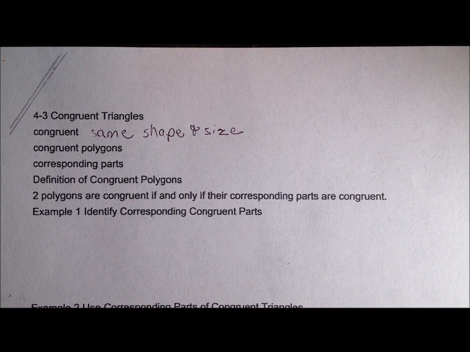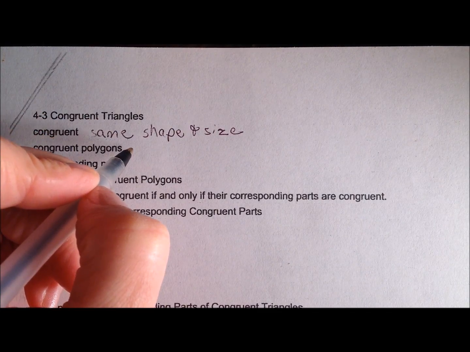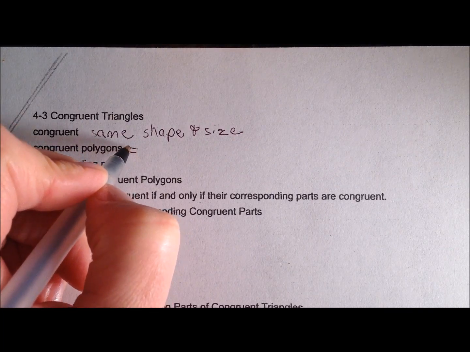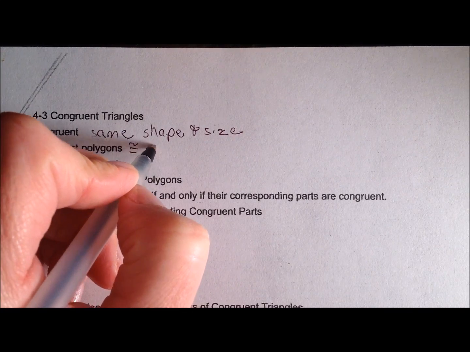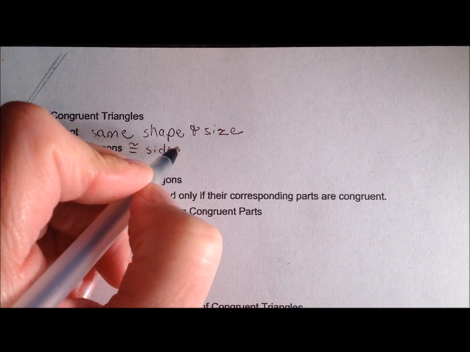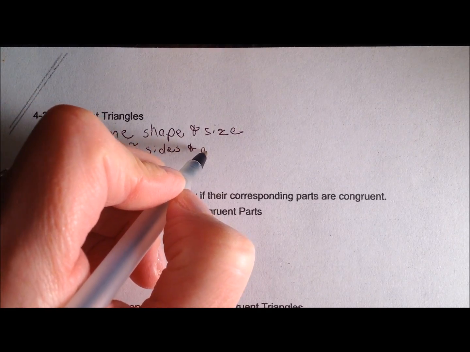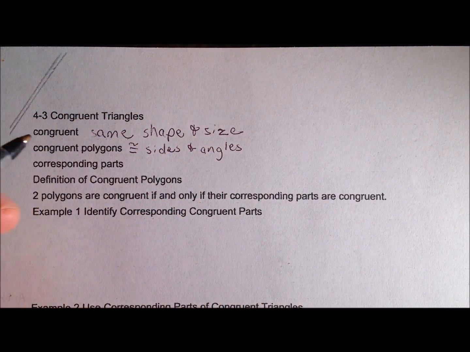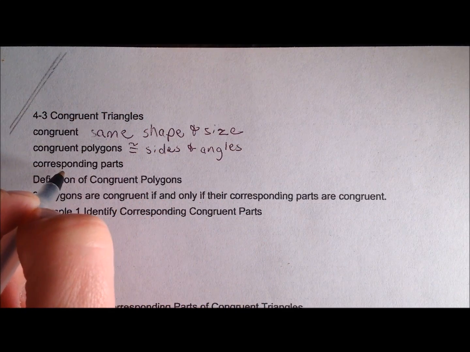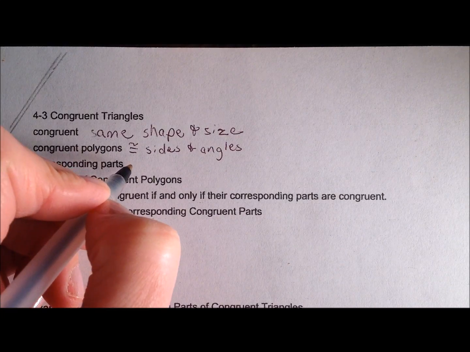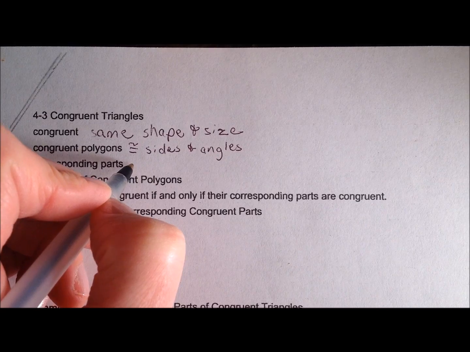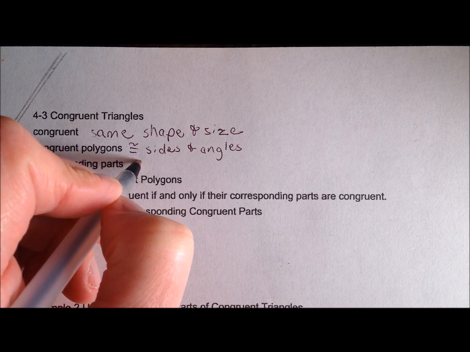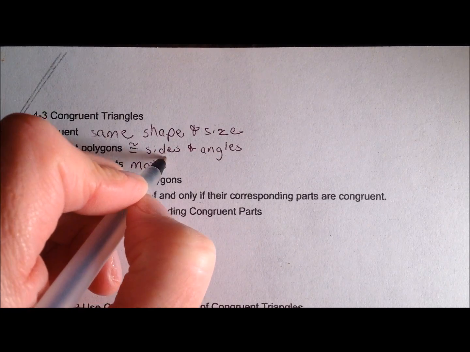Congruent polygons, then, are polygons which have congruent sides and angles. And these have a special name for them. Those are corresponding sides and angles. So corresponding means that they match up.